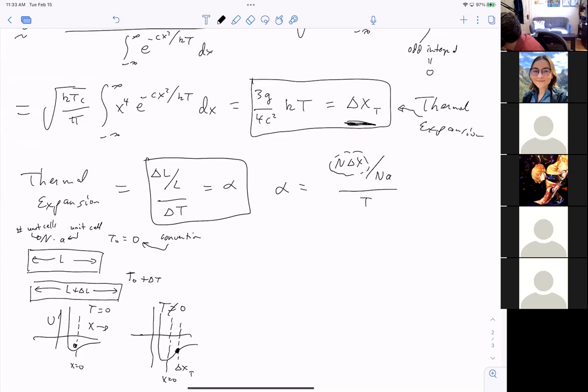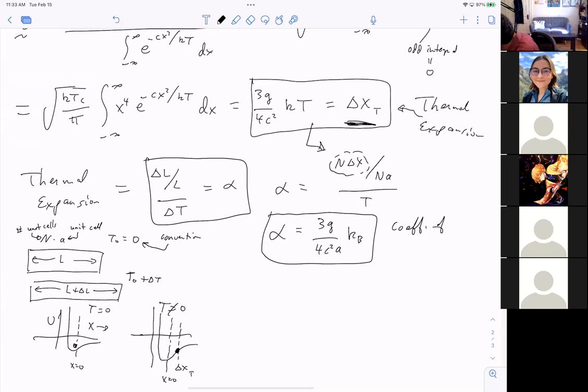So I just plug this into this little formula here, and I get alpha is equal to, what do I get? I get 3G over 4C squared A times KB. So that's the thermal expansion coefficient, the coefficient of thermal expansion. But then if I wanted to plot delta L over L, then I see that that's equal to alpha delta T. Okay, so the delta L over L is proportional to temperature.